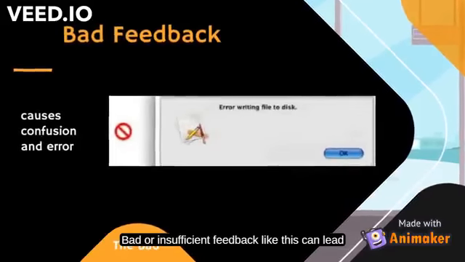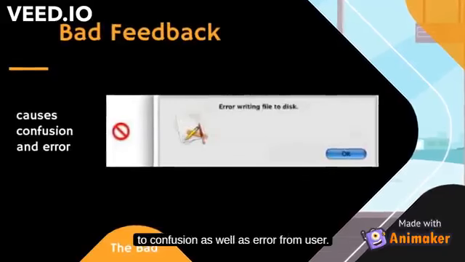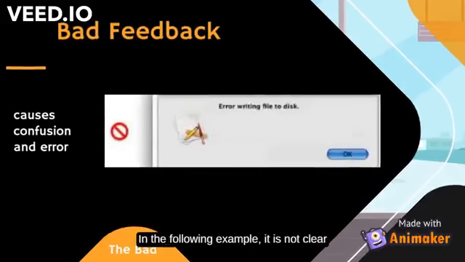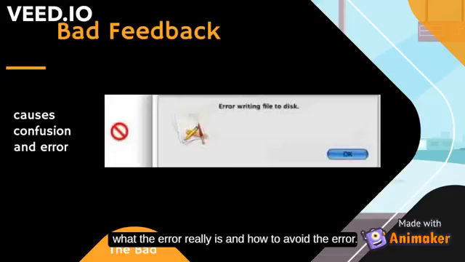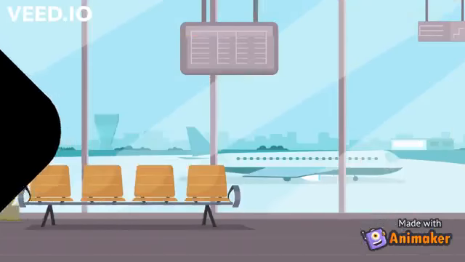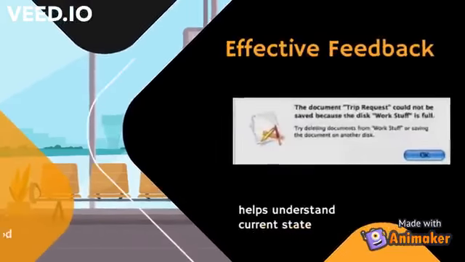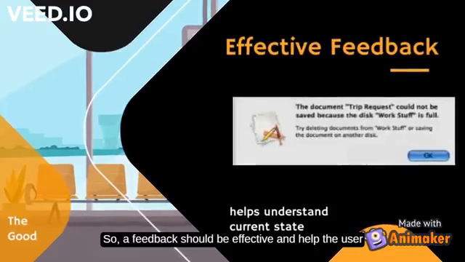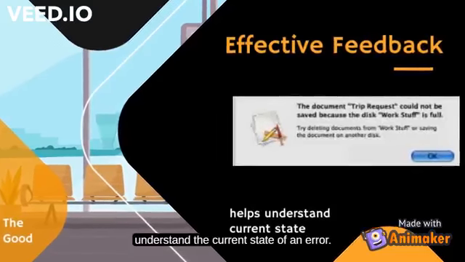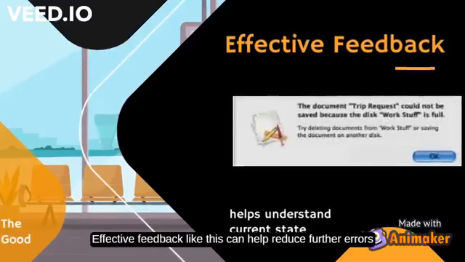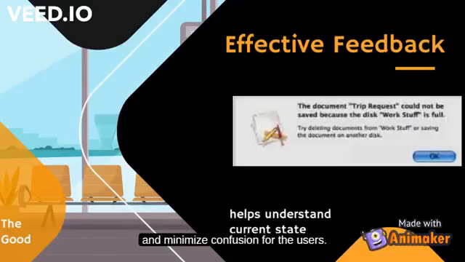Bad or insufficient feedback like this can lead to confusion as well as error from the user. In the following example, it is not clear what the error really is and how to avoid the error. So, feedback should be effective and help the user understand the current state of an error. Effective feedback like this can help reduce further errors and minimize the confusion for the users.